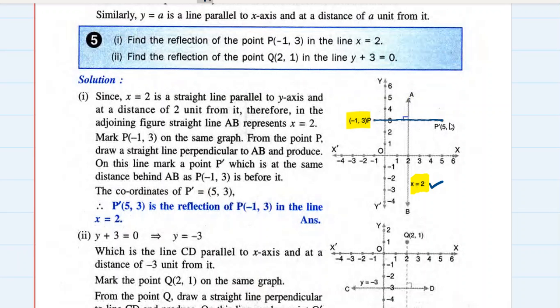But the y coordinate will not change. Why? Because the reflection will be formed in the same straight line. So the y coordinate will remain 3, but the x coordinate -1 will get converted into 5, because you are finding the reflection in line AB. Drawing it is very easy, plotting it is very easy. You have to do this question by plotting. Let me get a graph paper for you and show you the next question.